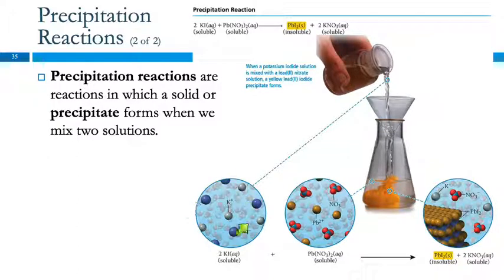So what's going on here is in this solution that's being added, we have potassium iodide. And we talked about how solutions form. Here we're not showing all the little water molecules surrounding these ions, but we've got potassium ions and we have iodide ions, and they have separated and they're moving around in the solution. In the other solution, we have lead ions and nitrate ions.